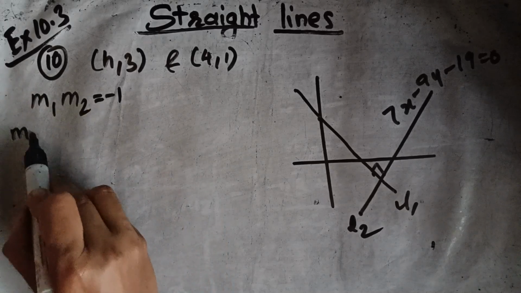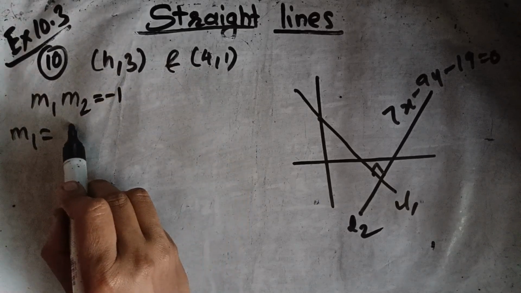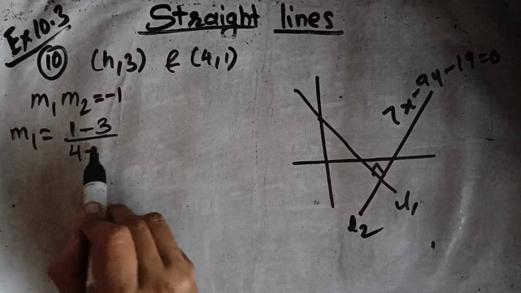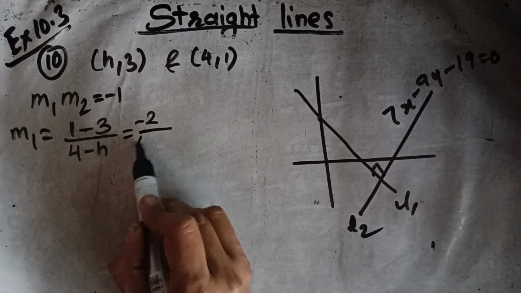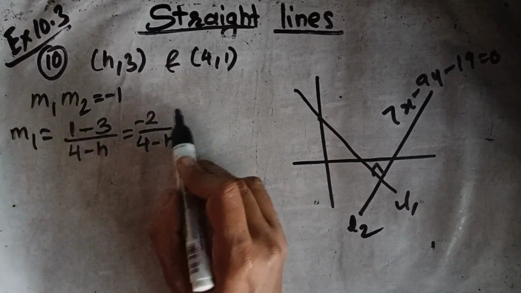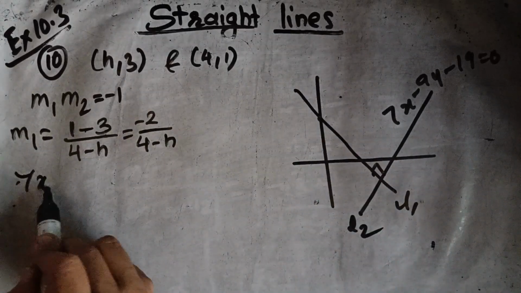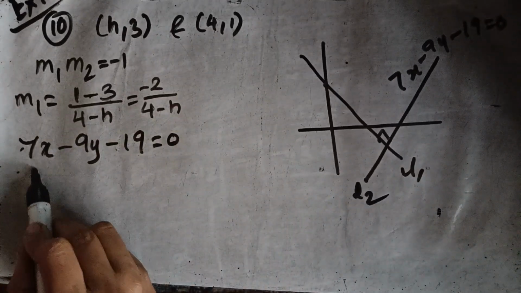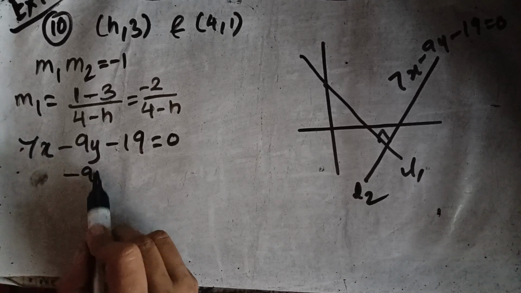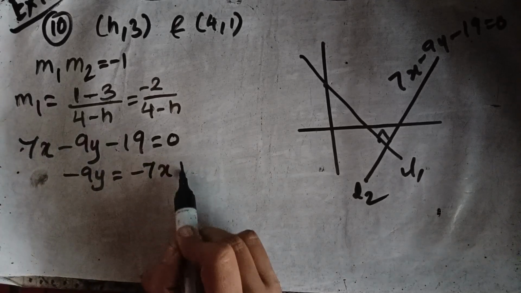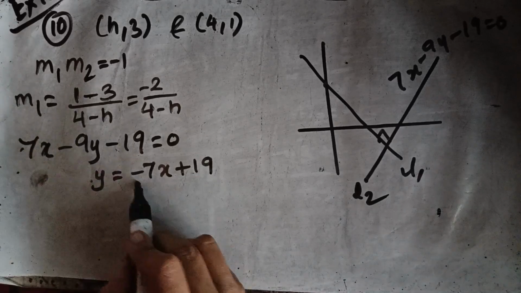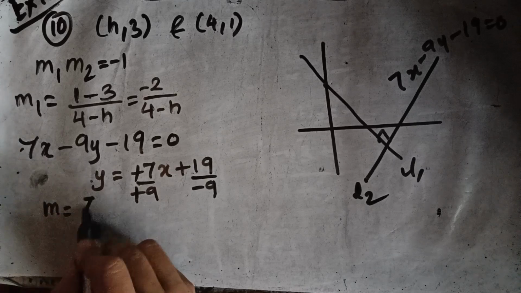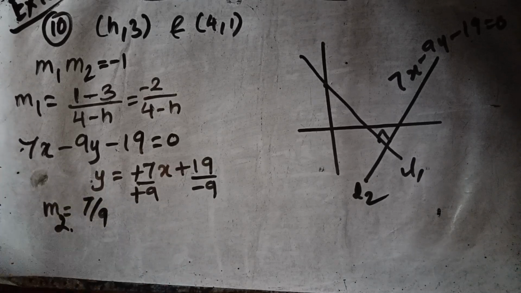So m1, I'll find the slope of this line first. 1 minus 3 upon 4 minus h. So this is minus 2 upon 4 minus h. What about m2? So that equation we have to reduce. Second line. Divide by minus 9. M is 7 by 9. Okay. This is our m2.